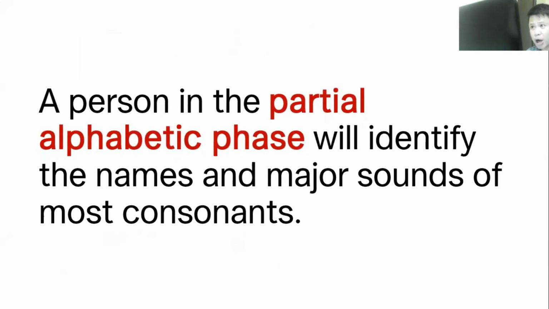So these are the phases of reading. Some say there are four, others say there are five. These are the pre-alphabetic phase, the partial alphabetic phase, the full alphabetic phase, the consolidated alphabetic phase, and the automatic alphabetic phase. A person in the partial alphabetic phase will identify the names and major sounds of most consonants.